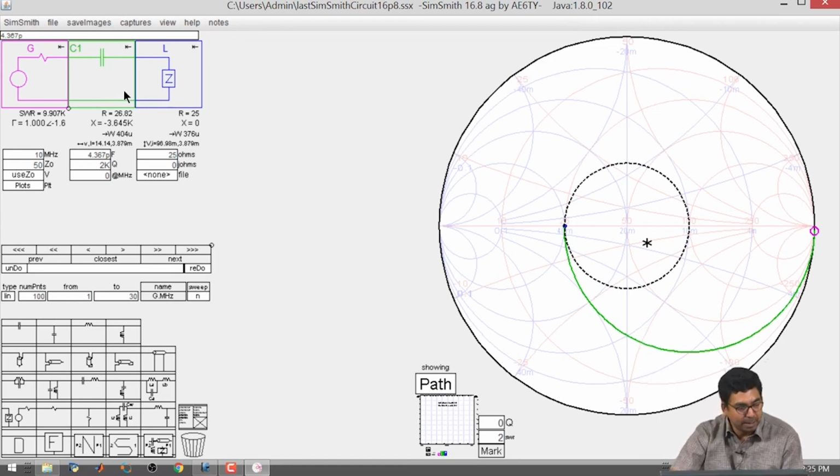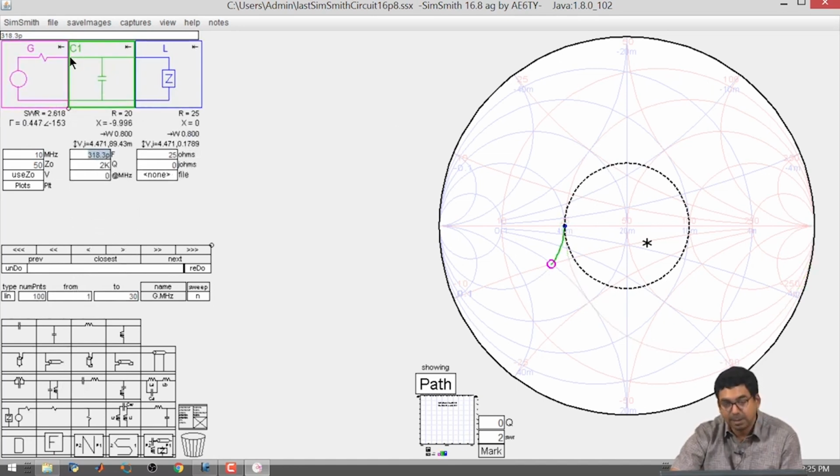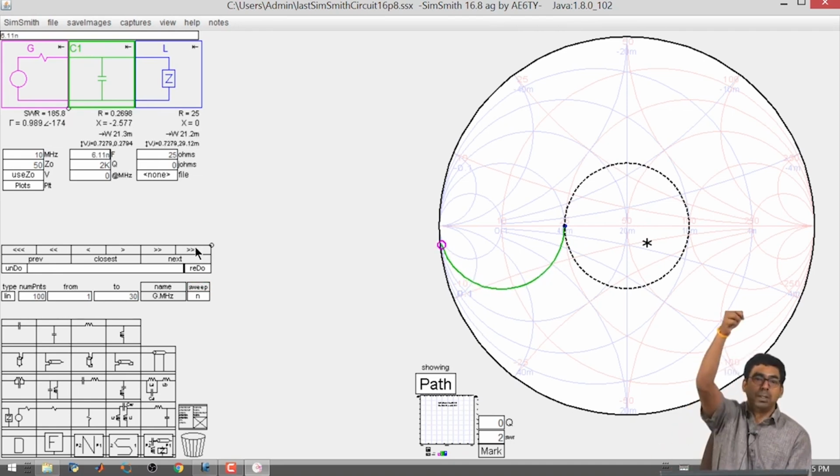Another thing that one can do is add a capacitance in parallel instead of series. Once you add it in parallel, you will be able to go along a constant conductance path. So, if you keep going this way, the negative half, you will reach the other side. So, with the capacitor, you will be able to go either this way or this way, depending on whether you connect it in series or in shunt.